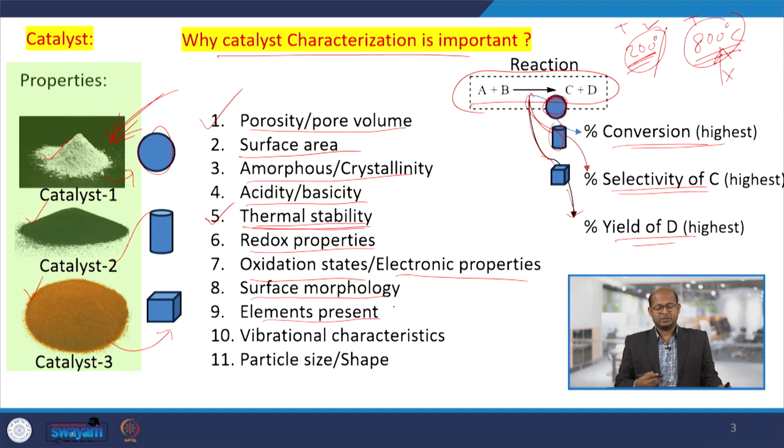Elements present means whenever we are preparing a catalyst, so many metals we are using to synthesize that catalyst. So, surface and core: whenever the catalyst is taking part in the reactions, active sites are important. Active sites means the elements that are present at the surface or inside the core of that catalyst. So, how they are distributed and what elements are present, that is also important.